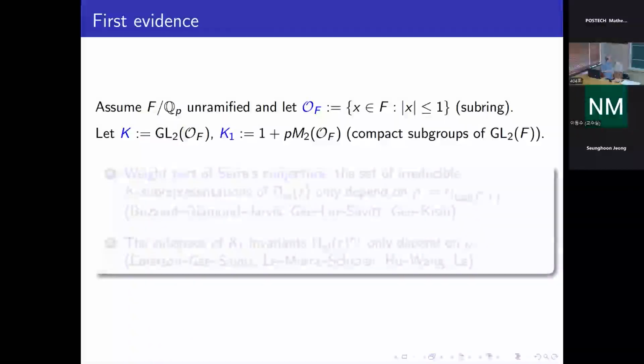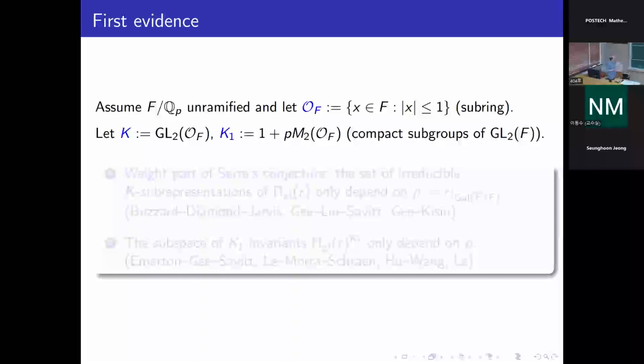And the first evidence I want to show you is that I restrict to the simplest setting of a p-adic field, which is called unramified. Don't worry too much if you don't know what that is. And I let O_F be the analog of Z_p. It's the elements in F that have absolute value less than or equal to 1. Because this is ultrametric, we have an ultrametric absolute value. This is really a subring, and it's even compact. This is like the analog of Z_p.